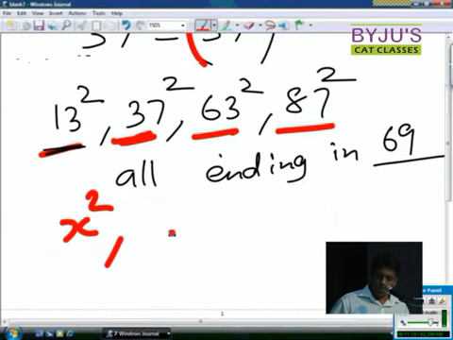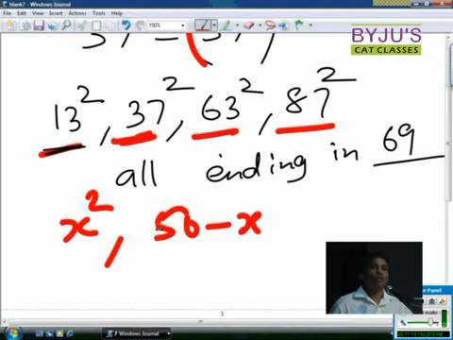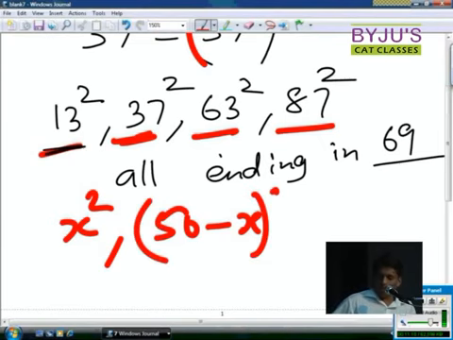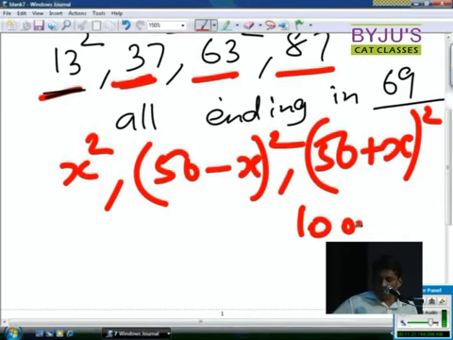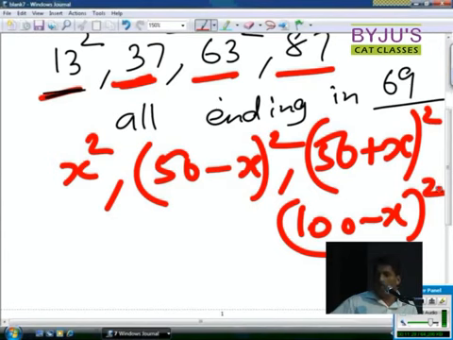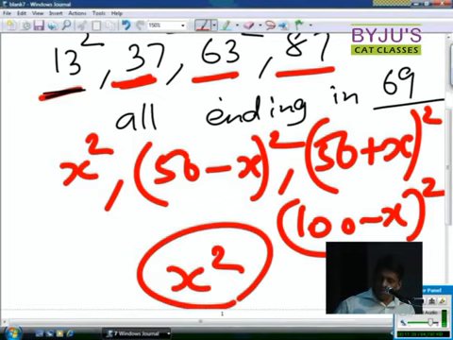X square, if you want this in a complex format, because that's what we are used to, so you can write it down. X square, 50 minus x square. This is what we are used to, right? Writing everything in x and y and z and a and b and c. 50 plus x square, 100 minus x whole square. 100 plus x whole square. 150 minus x, 150 plus x. 200 minus x, 250 plus x. All will end in that of x square.